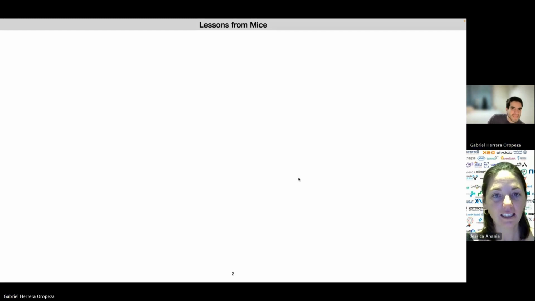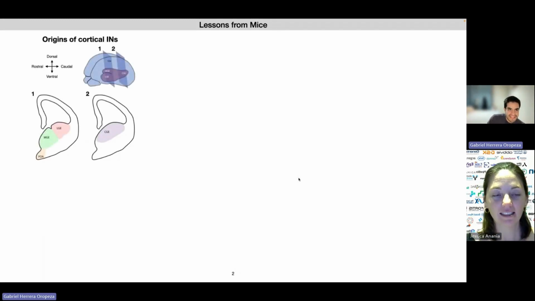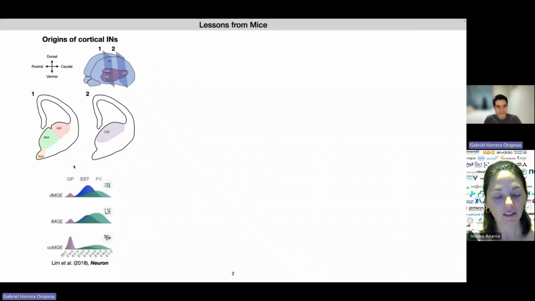Great. So from mice, we know that in the cerebral cortex we have two main groups of neurons: excitatory neurons or pyramidal cells, and inhibitory neurons, also called interneurons. From mice, we know that interneurons are generated in the ventral part of the brain, this region here, during embryonic development, and then they have to migrate all the way from the ventral part of the brain to the cortex, this region here above.